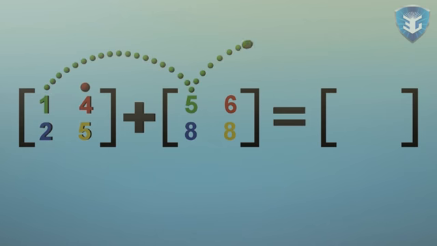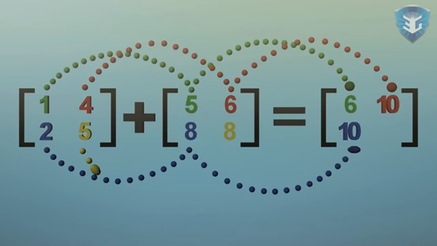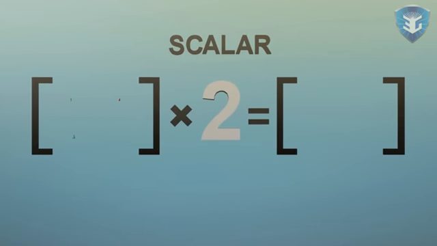All you have to do is add the corresponding entries in the order they come. So the first entries get added together, the second entries, the third, all the way down. Of course, your matrices have to be the same size, but that's pretty intuitive anyway. You can also multiply the whole matrix by a number called a scalar. Just multiply every entry by that number.